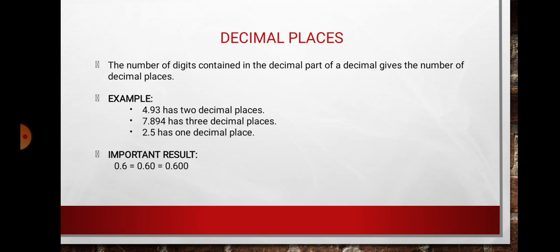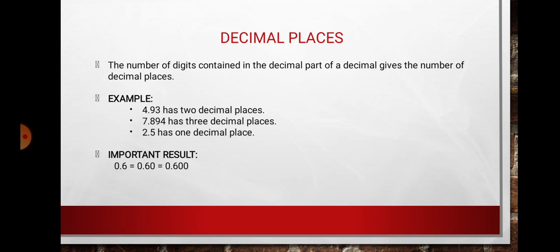Here comes a very important result. As you see here, 0.6 is equal to 0.60, which is also equal to 0.600. It shows that putting any number of zeros at the extreme right of the decimal part of a decimal number does not change its value. We have to remember that we can include any number of zeros at the extreme right, not on the left. It doesn't change the value.